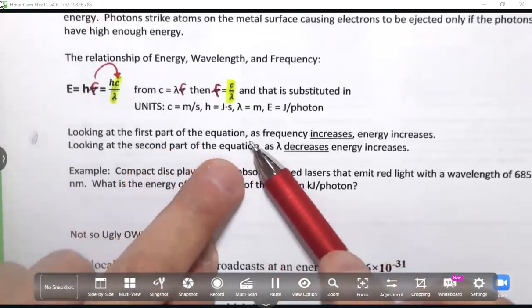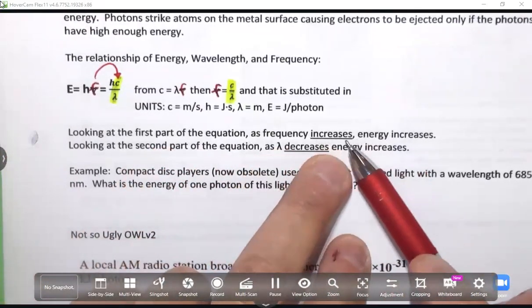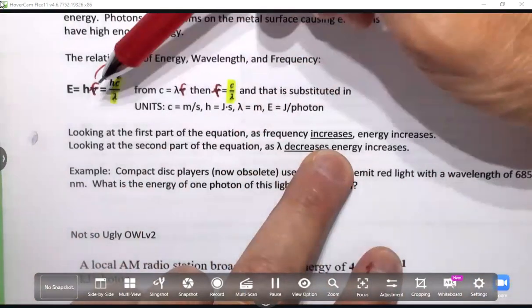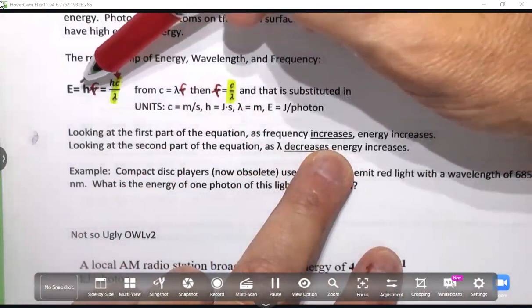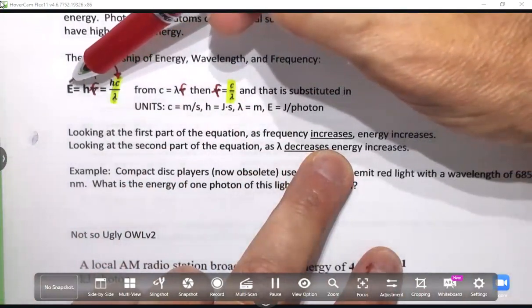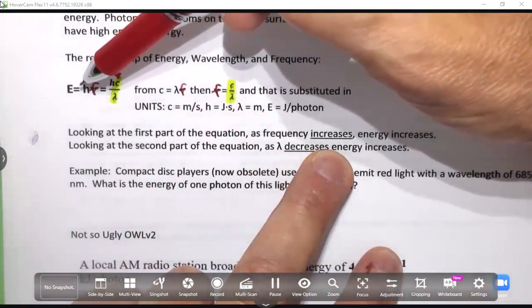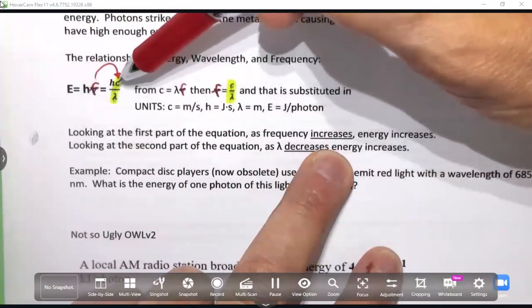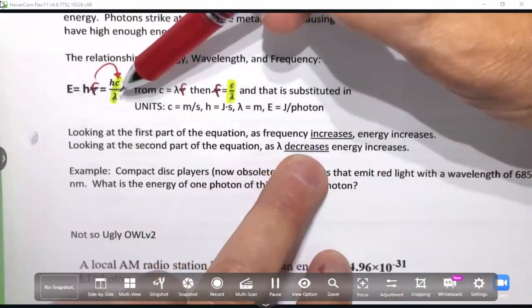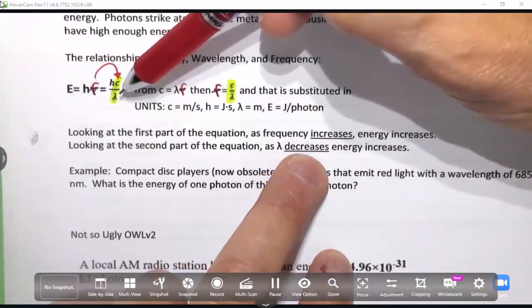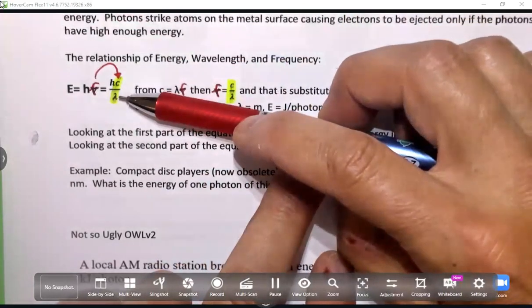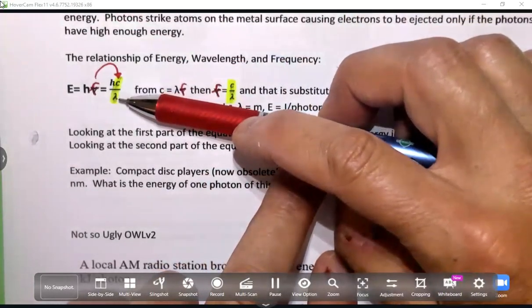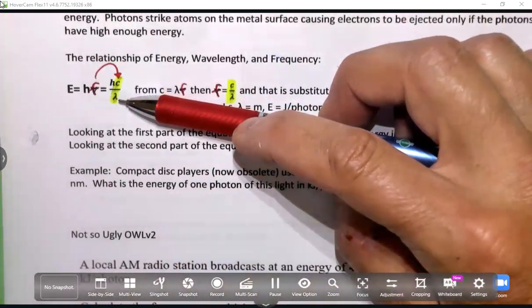Now, this also verifies what we have been saying. Looking at the first part of the equation, as frequency increases, energy increases, right? If frequency goes up, energy has to go up, right? And vice versa. Looking at the second part of the equation right here, as the wavelength decreases, energy goes up. As the wavelength gets smaller and smaller in the denominator, doesn't the result get bigger and bigger?